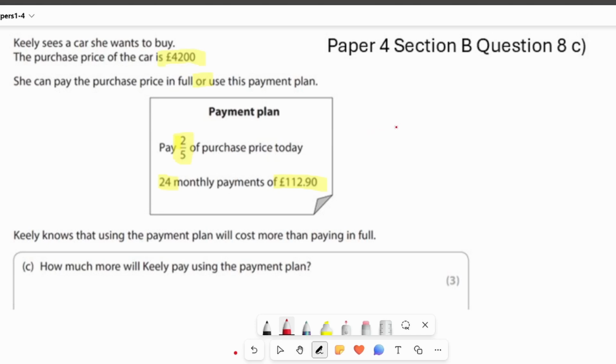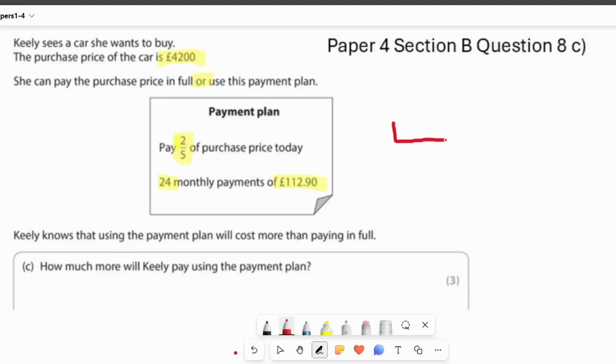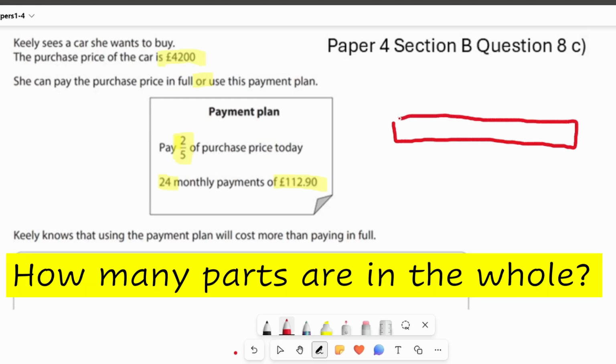So my recommendation to you is anytime that you see a fraction question in a functional skills maths exam, you should consider using the bar method. So what we've got here is 2/5, and we're going to ask ourselves the question, how many fifths are in a whole? And the answer to that is 5. There are 5/5 in a whole. So I'm going to draw a bar that's got 5 parts in it.